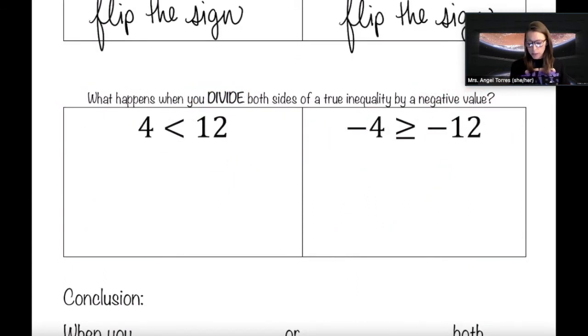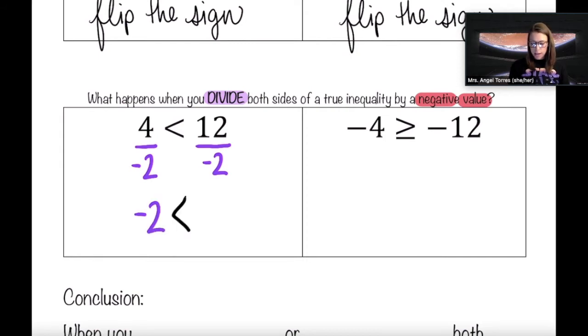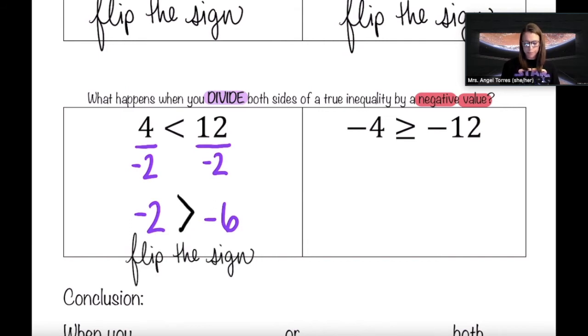Okay, so what happens when we divide both sides of a true inequality by a negative value? Let's see. True inequality number 1: 4 is less than 12. We all agree that is true. What if I were to divide both sides by -2? My new inequality statement would be -2 is less than -6. Is that true? No, it's not, because now we went from the positive side of the number line to the negative side. This inequality is no longer true. So we have to flip the sign. -2 is greater than -6.